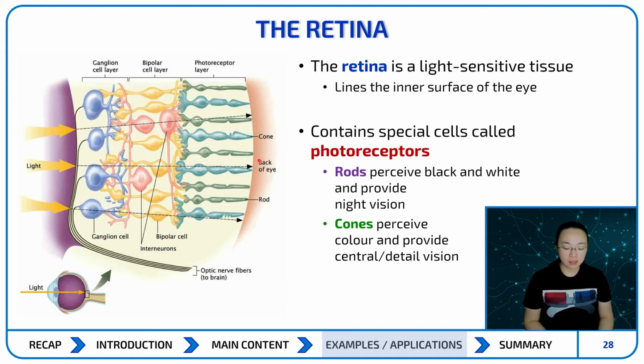The optic nerve here is made up of millions of nerve fibers that are able to transmit impulses to the visual cortex of our brain. Now, what are these signals that are being transmitted? They all come from these special cells called photoreceptors. Your rods are going to perceive black and white vision, and that gives us night vision. Your cones are going to perceive color and provide central vision, or what we call detailed vision.